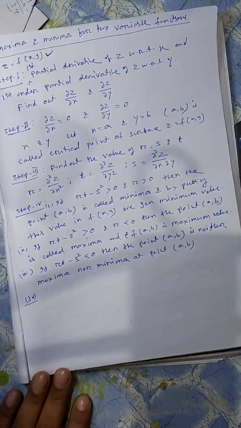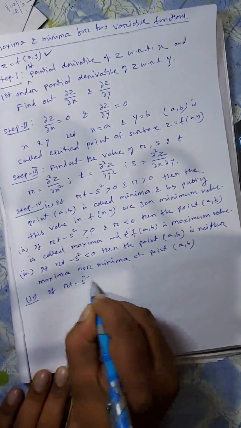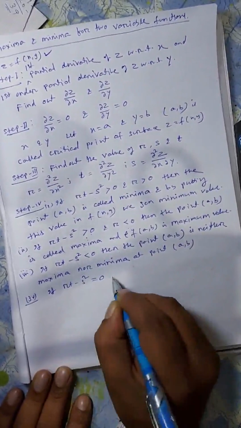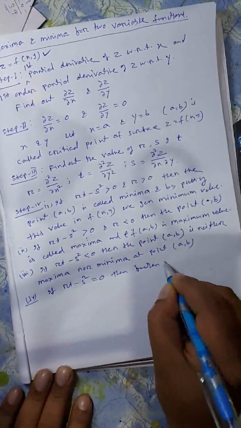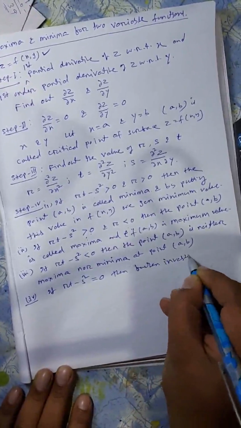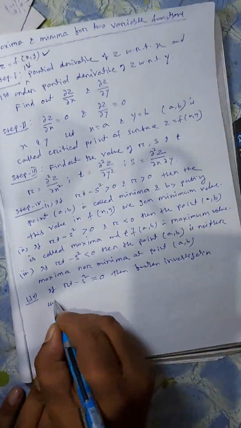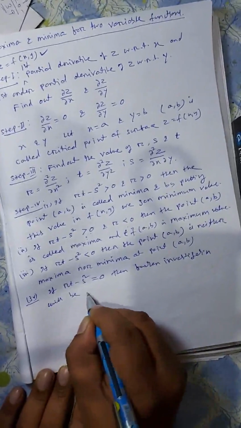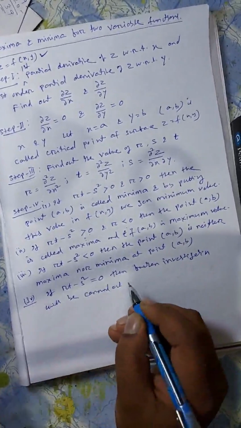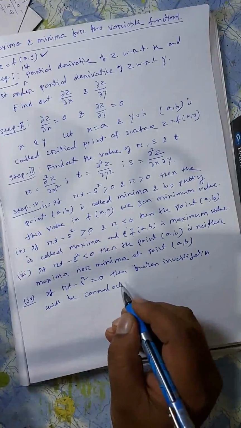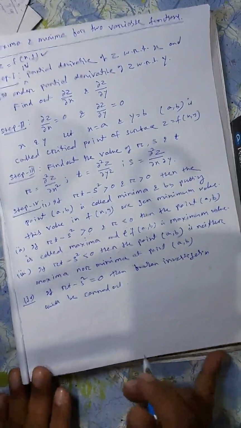If RT minus S squared is equal to 0, then further investigation will be carried out. That means we have to take the third derivative, fourth derivative, and such types. It is easy for you.